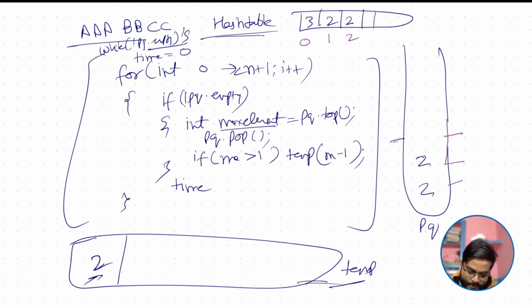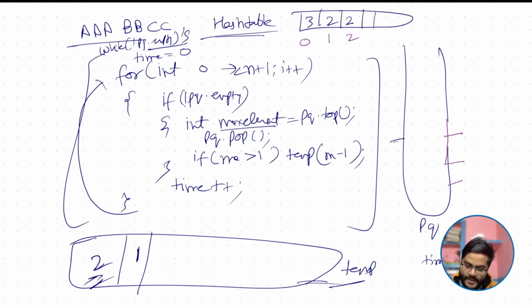I will pop this out, so I have popped this out and stored it in the temp. Now next time I'll pop this out, and now my remaining task will be 1. My time will be increased, so my time will be 2 here. Now run this. Next time I'll pop this out from the priority queue. Two tasks were there, one I will perform and one I will put in the remaining tasks. So now my priority queue is empty.